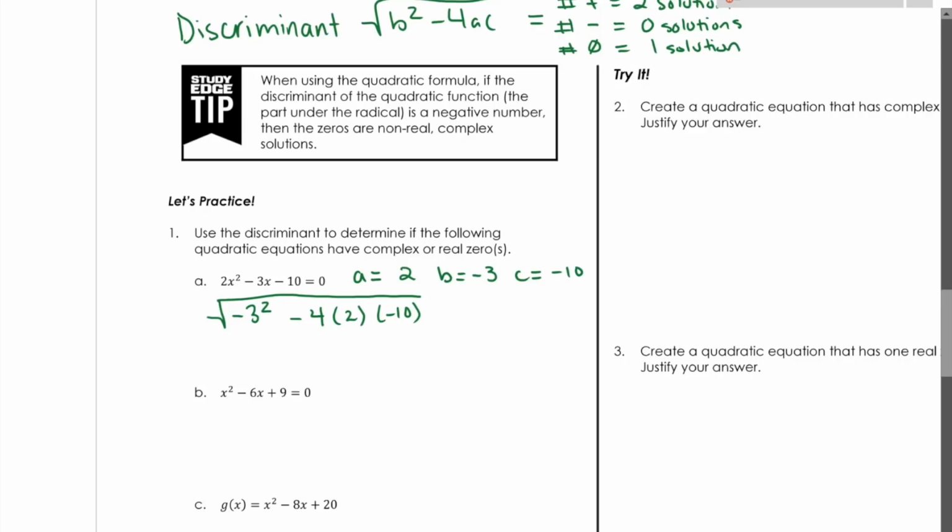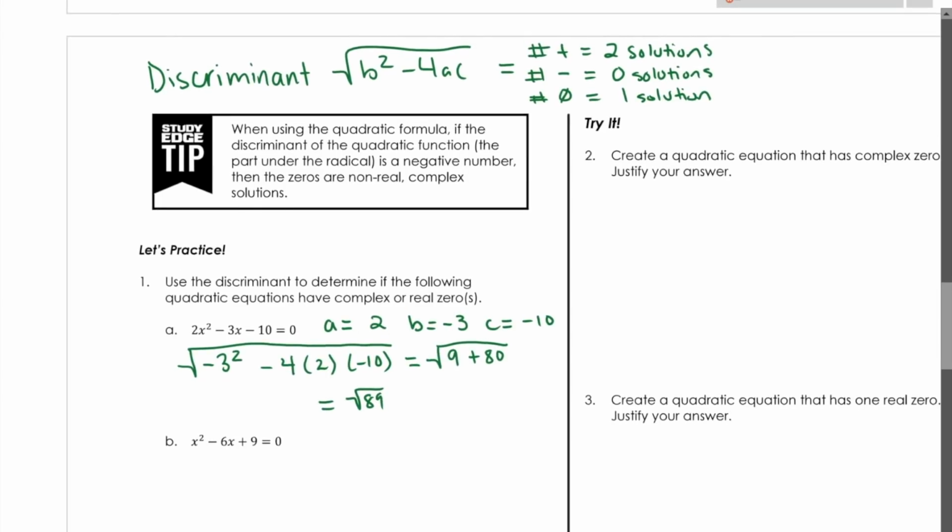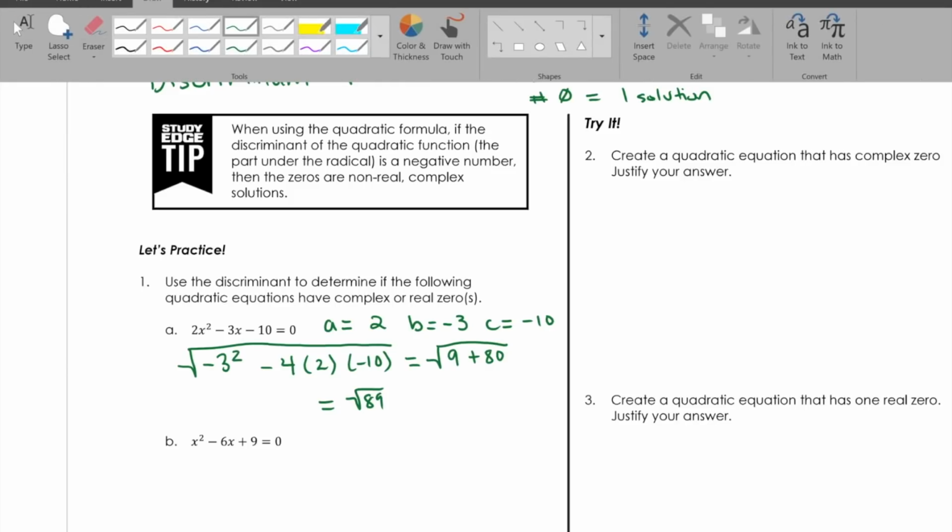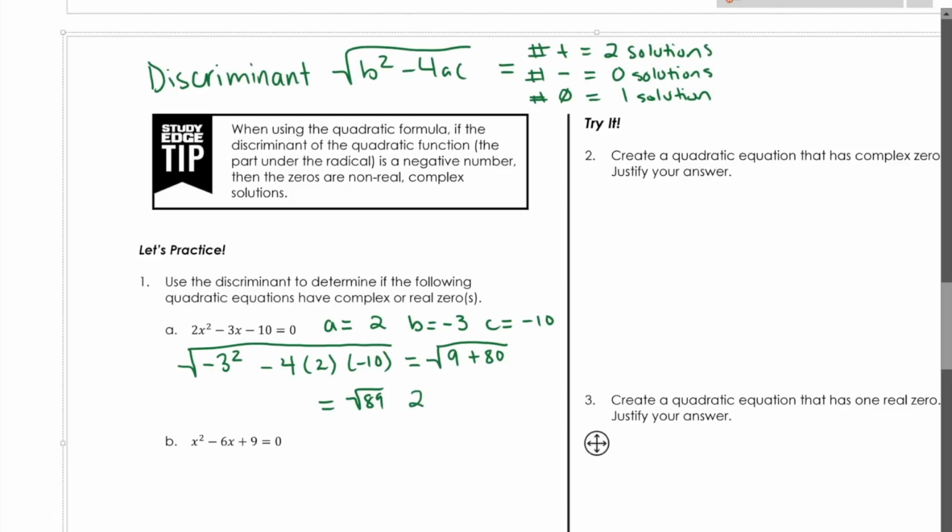Okay, let's further this answer. So negative 3 times negative 3 is a positive 9. Negative 4 times 2 is negative 8. And negative 8 times negative 10 is a positive 80. Now, radical 89. So how many solutions would I have? Since my number is positive up here, like I said, this number is positive, therefore my answer would give me 2 solutions. And there you go.